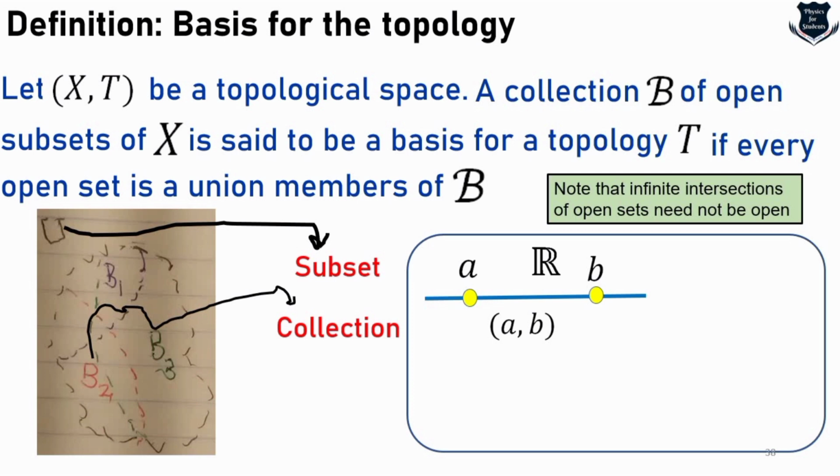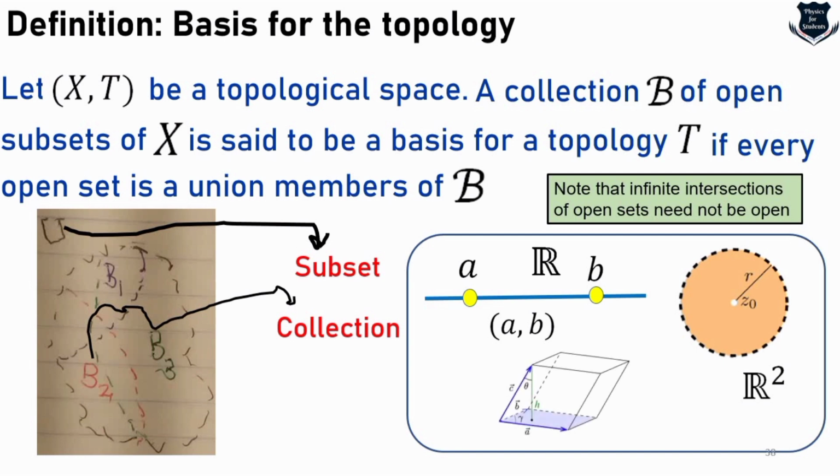So the first example is that the open intervals on the real line form a base for the collection of all open sets on the real numbers. That is the usual topology on R. The second one we have already seen: the open disks in the plane form a base for the collection of all open sets in R2, the usual topology of R2. And even the triangles or the parallelepiped also form this.